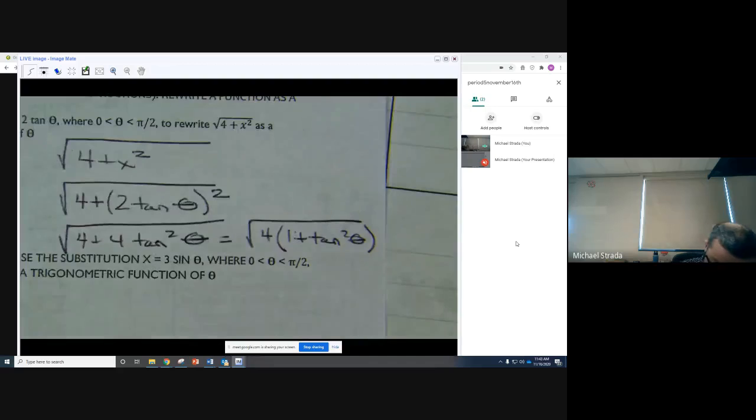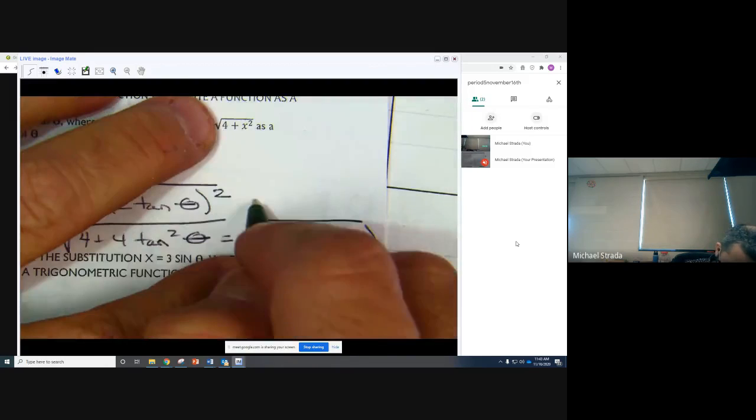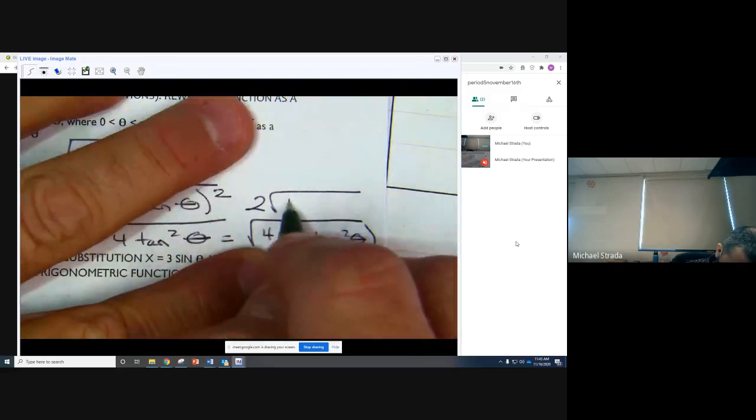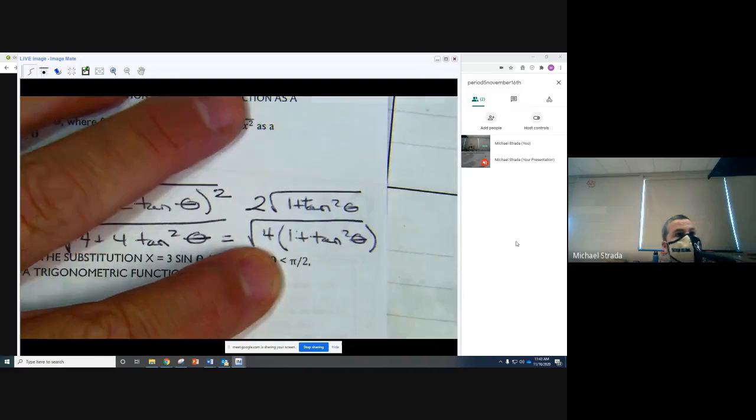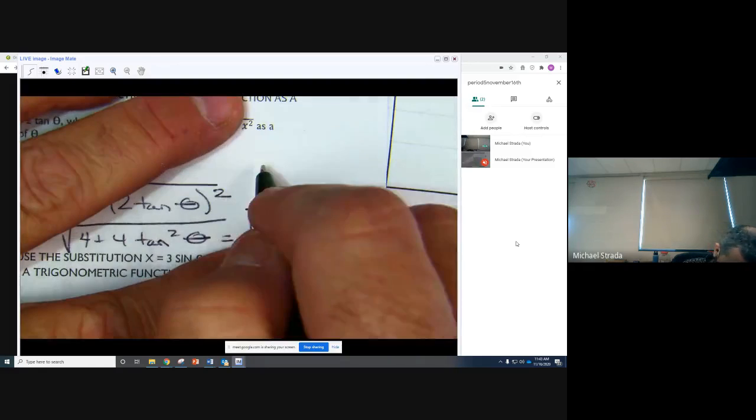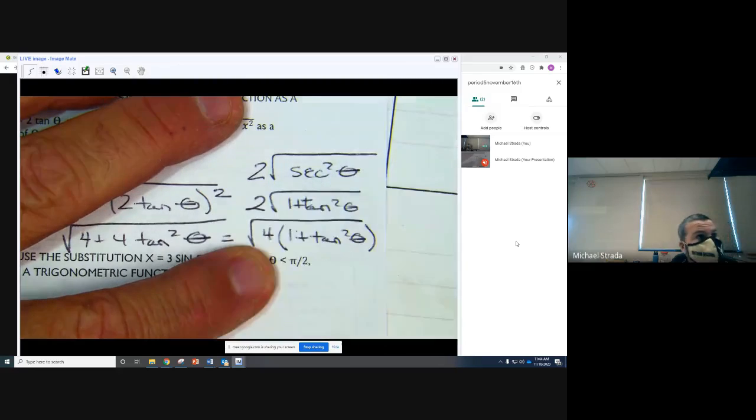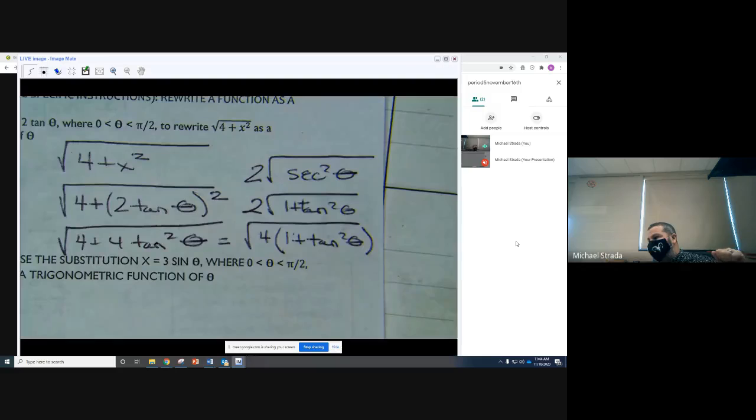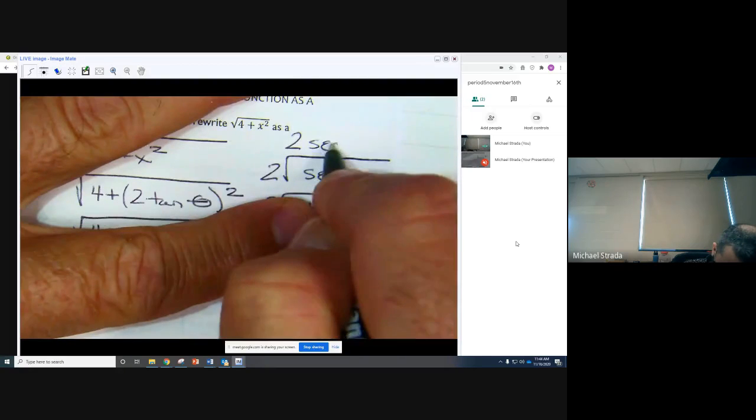Everybody good with that? Everybody good from here to here and then there to there? They both have the 4s on it, so I pulled it out. Now the 4 is a perfect square. What's the square root of 4? 2. By Pythagorean identities, 1 plus tangent squared is secant squared. So this becomes 2 times the square root of secant squared theta. And then whenever I do the square root of something squared, what do they do to each other? Cancel out. I got 2 secant theta.